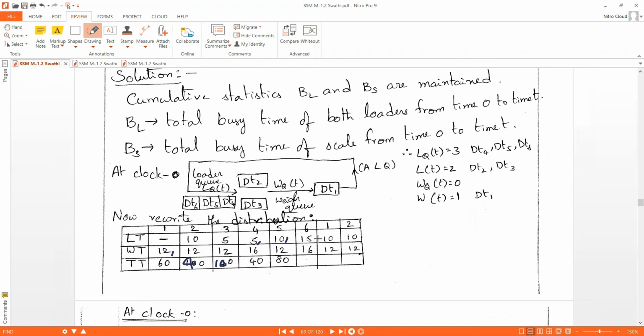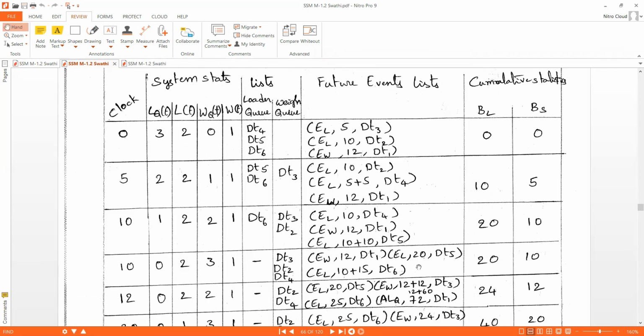DT6 ending loading time is 15. Okay, 15 is the DT6 ending loading time. And at what time did the loading start for DT6? DT6 loading started at simulation clock time 10. So EL, 10 is the time when the loading started for DT6. At simulation clock time 10, loading started for DT6.